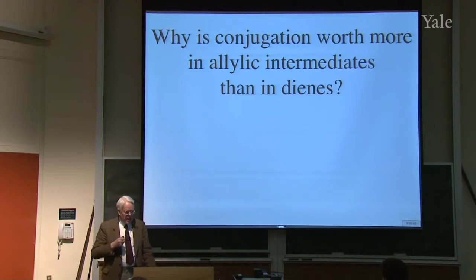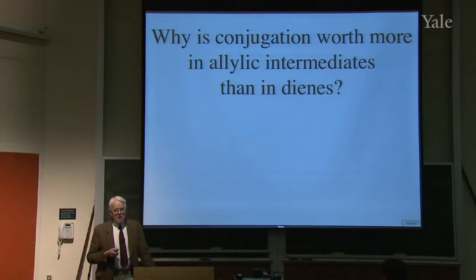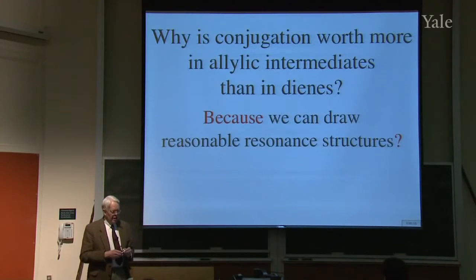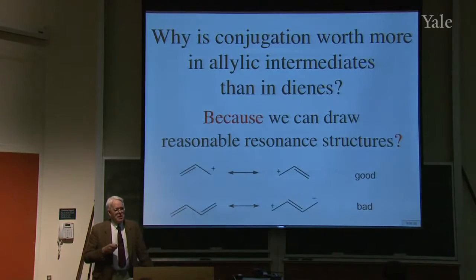Okay, so why is conjugation worth more in allylic intermediates, of the order of 13 kilocalories per mole, than it is in dienes, where it's only a handful, 3 to 6 kilocalories per mole? One would be tempted to say it's because we can draw reasonable resonance structures in the case of an allylic intermediate. Those two at the top there are good, they're equivalent to one another. The one at the bottom is bad because we have to separate charge. But that's not really a physical theory, as we know, the resonance theory. It's a very handy thing to remind us of what really happens, but it's not what really happens. We have to look at how the orbitals interact with one another.